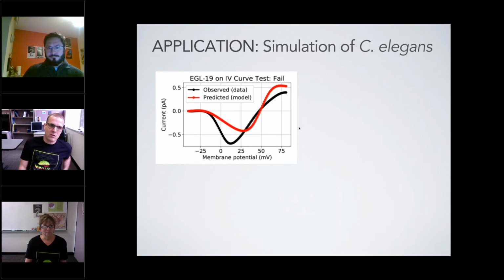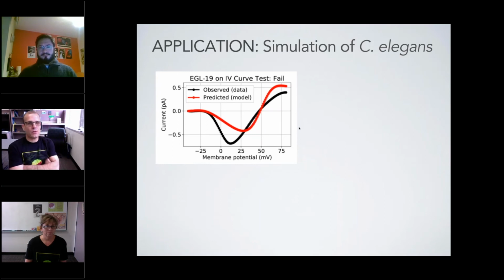This is an ion channel called EGL19. It's in a certain kind of cell in C. elegans. And if you run a particular kind of test that checks the IV curve, which measures the current at particular voltages, you want to see whether this particular model passes the test.